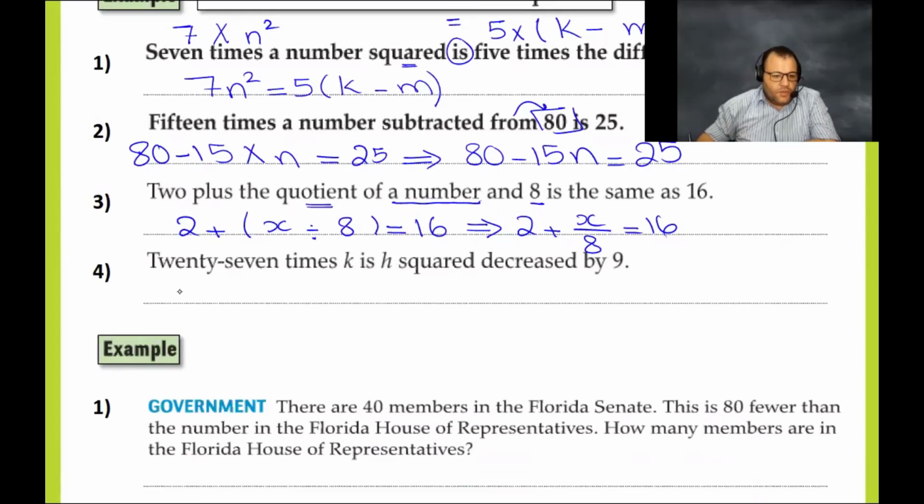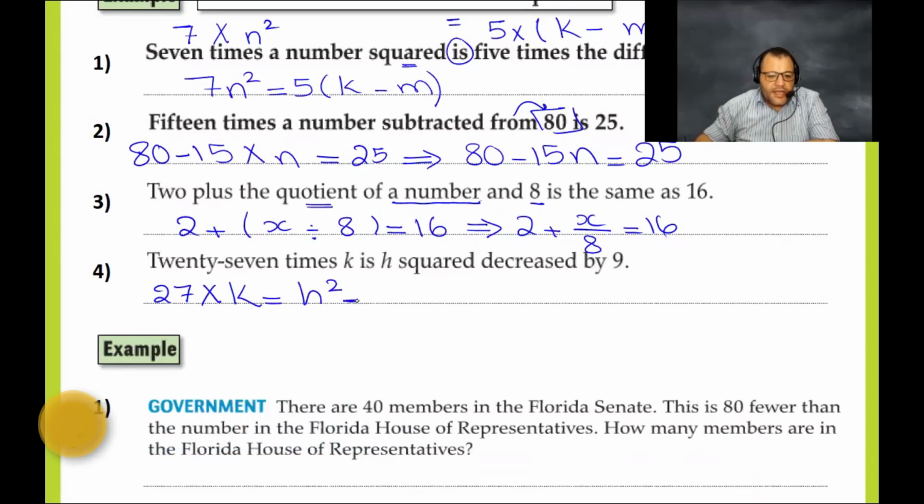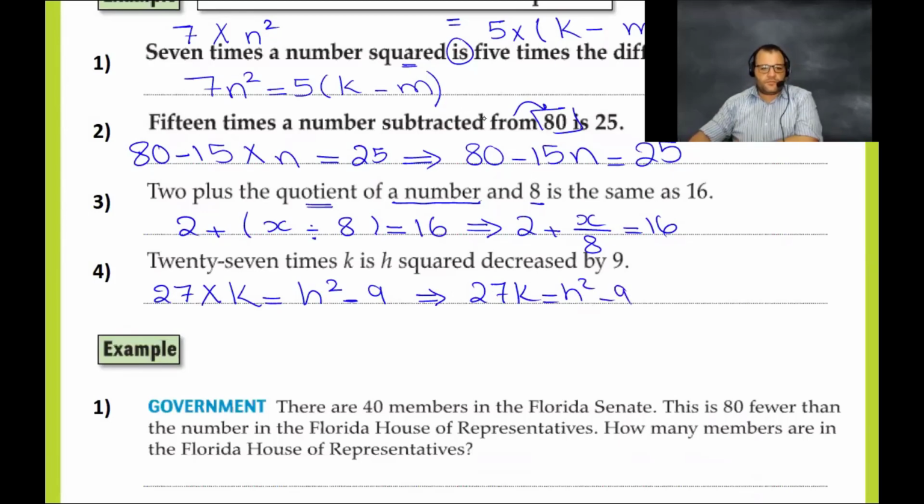So number 4: 27 times k is equal to h squared decreased by 9, which is minus 9. So it will be 27k equals h squared minus 9. Mr., 27k reminds me of money. 27,000. Okay, 27,000. Inshallah, it will be 27M.